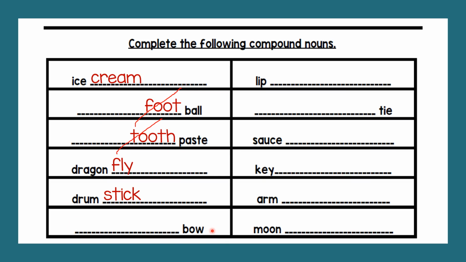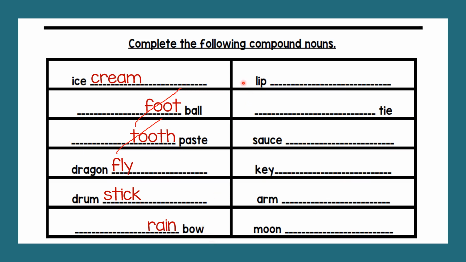Alright. Next, bow. What can you add in front of bow? It is something that comes after the rain. It is rainbow. Rainbow. Another tick if you got that correct.